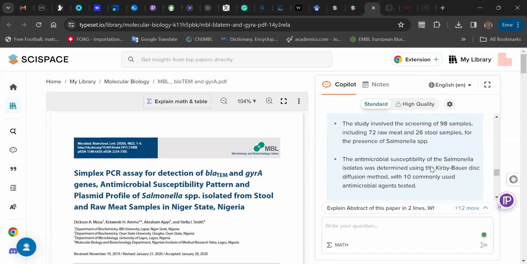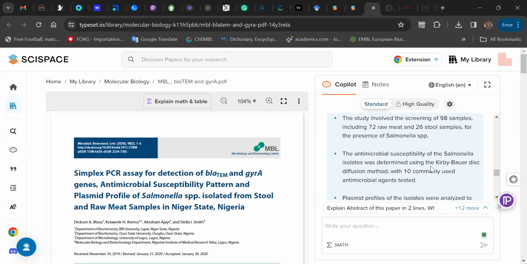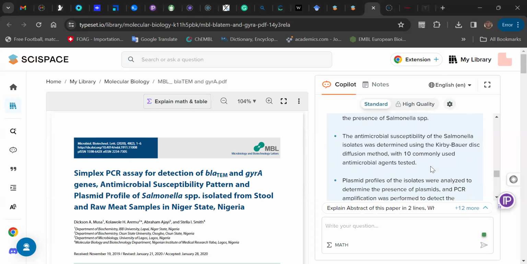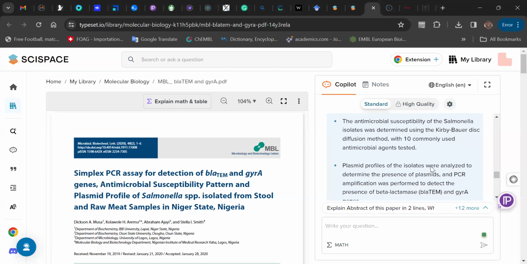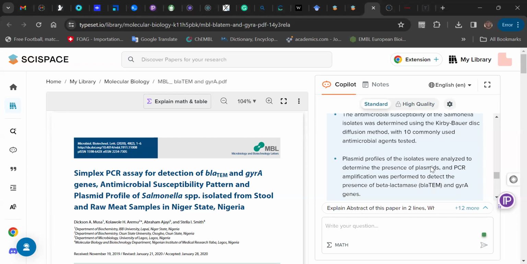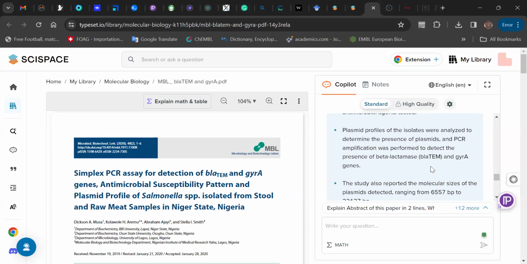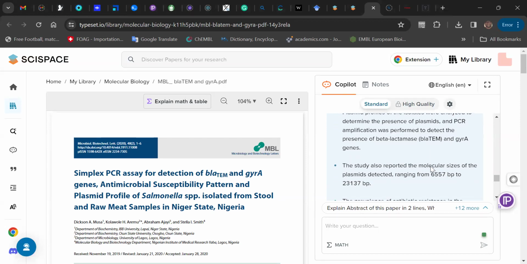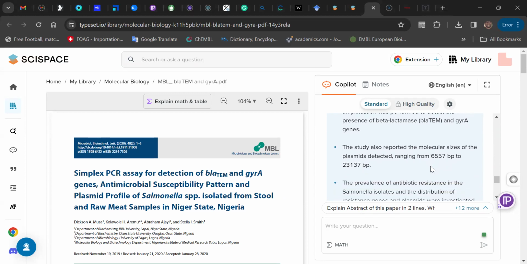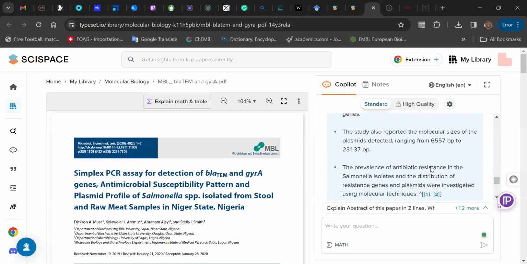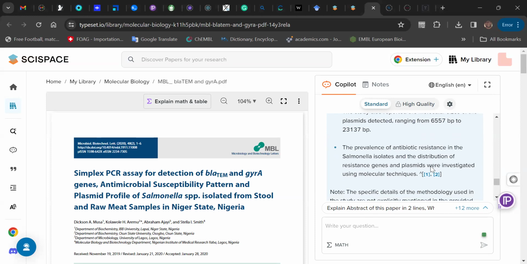The study involved the screening of 98 samples, including 72 raw meat and 26 stool samples, for the presence of Salmonella species. The antimicrobial susceptibility of Salmonella isolates was determined using the Kirby-Bauer disk diffusion method with 10 commonly used antimicrobial agents tested. Plasmid profiles of the isolates were analyzed to determine the presence of plasmids, and PCR amplification was performed to detect the presence of beta-lactamase and gyrA genes. The study also reported the molecular sizes of plasmids detected, ranging from 6557 base pairs to 23137 base pairs.